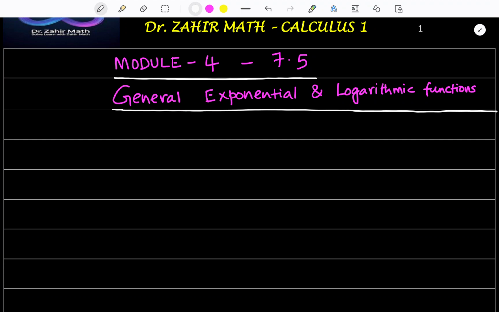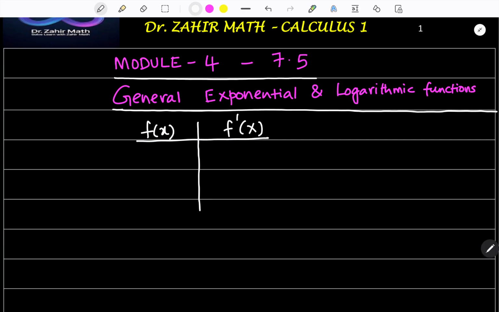Let's get started. The first one I'm going to start is 7.5, general exponential and logarithmic functions. For each exercise, you need to remember the rules. So let's start with the first rule, the derivative. I'll write it as a table model. Here f of x and here f dash of x.